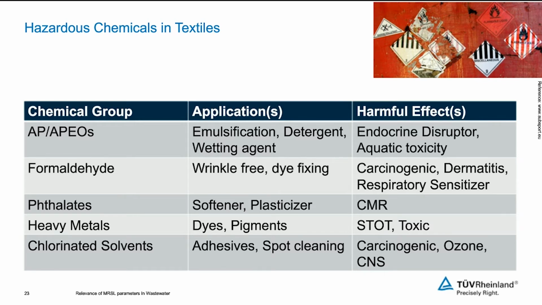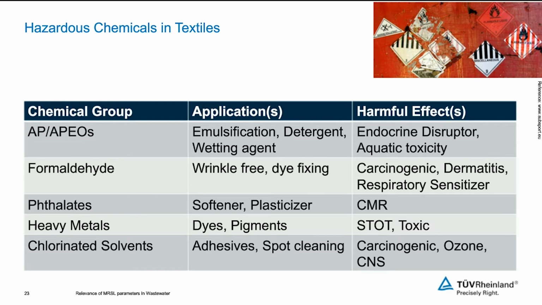Phthalates are used as a softener and plasticizer, and they have harmful effects like CMR: carcinogenic, mutagenic, or reproductive-related issues. Heavy metals are used in dyes and pigments. They have specific aquatic effects and toxicity issues. Chlorinated solvents are used in adhesives and spot cleaning, and they are carcinogenic, affect ozone, and cause issues related to the central nervous system.